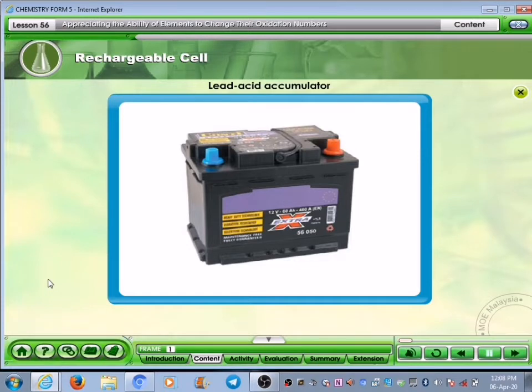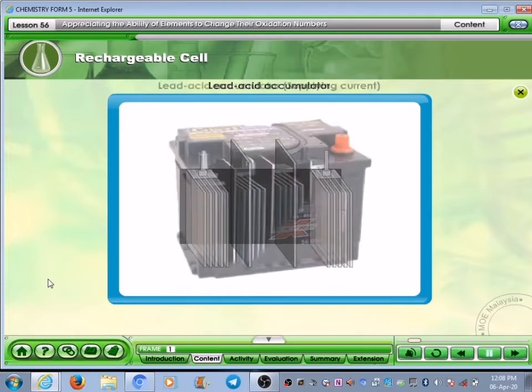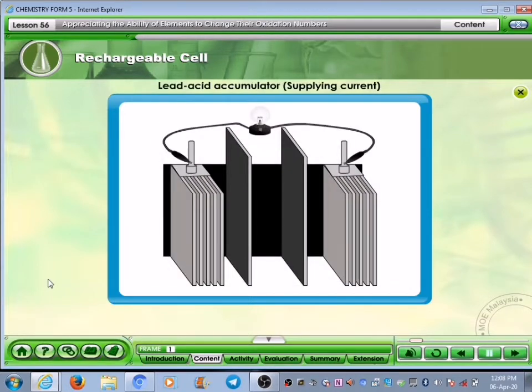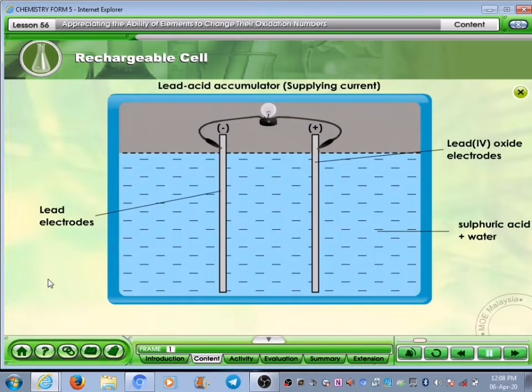Accumulators are most familiar to us as large, powerful car batteries. A lead-acid accumulator contains 3 or 6 separate cells inside a tough plastic casing. Each cell contains lead and lead(IV) oxide electrodes with dilute sulfuric acid as the electrolyte.